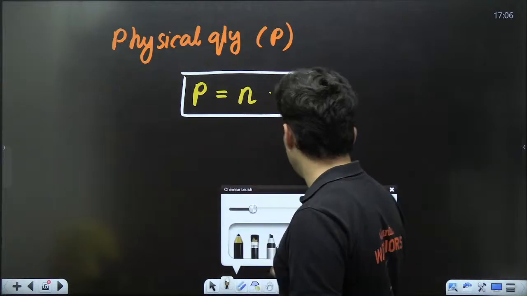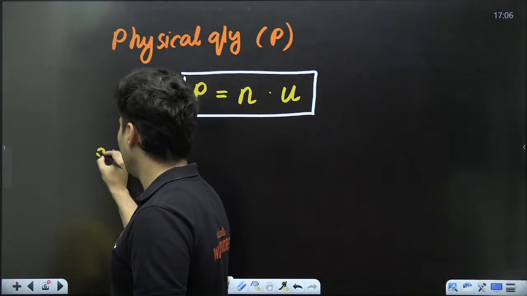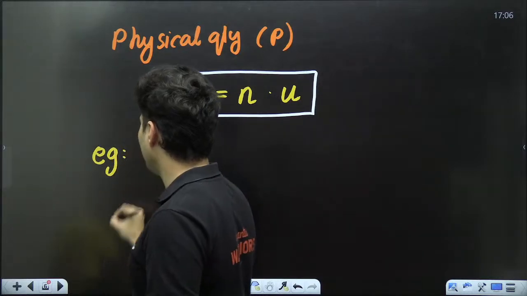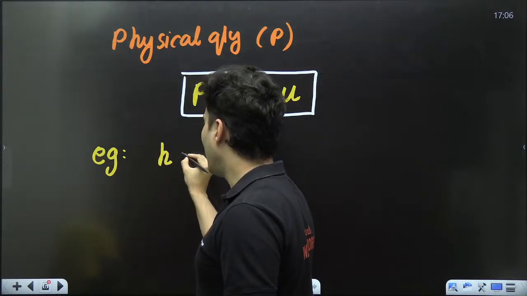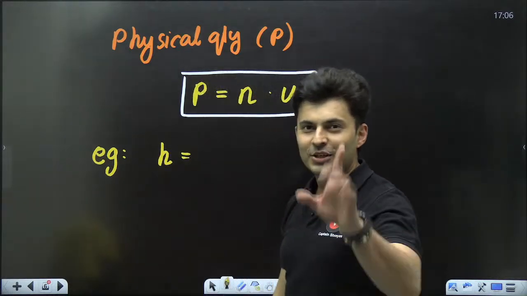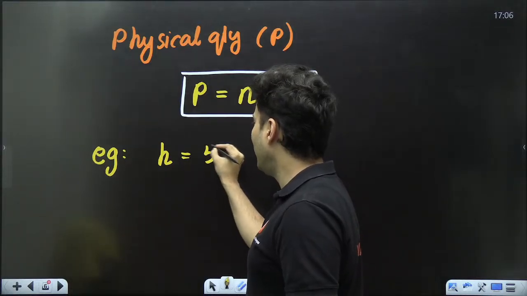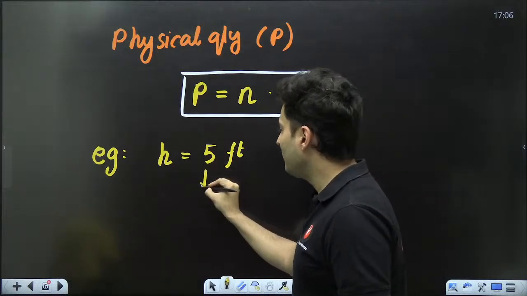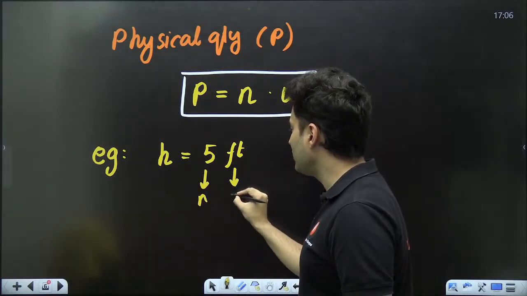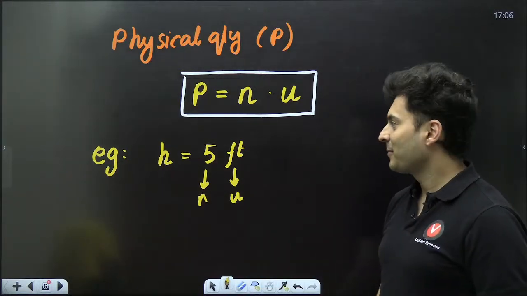Let me give you a simple example so that you understand this. If I ask you, what is your height? Height is a physical quantity. I can say, yeah, my height is 5 feet. So 5 is your n, and feet is your unit. I'm measuring height in feet.